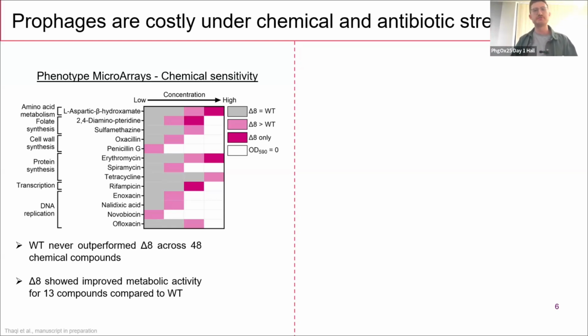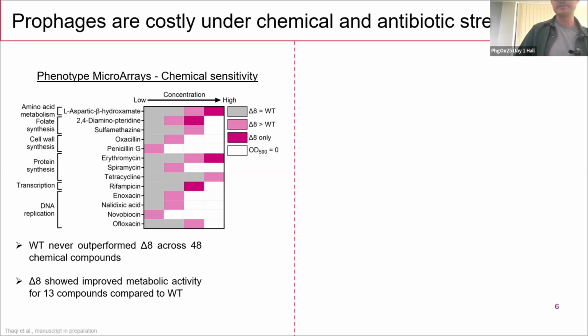So here we used 2 of those phenotype microarrays, which focus on chemicals. So in total, 48 different chemicals in 4 different concentrations were tested for wild type and the strain lacking all prophages. And interestingly, we found that the wild type never outperformed the delta 8 strain across all of those chemical compounds, while delta 8 showed improved metabolic activity for 13 of those compounds listed here in this graph, where the chemicals belong to a variety of different targeting cellular processes.